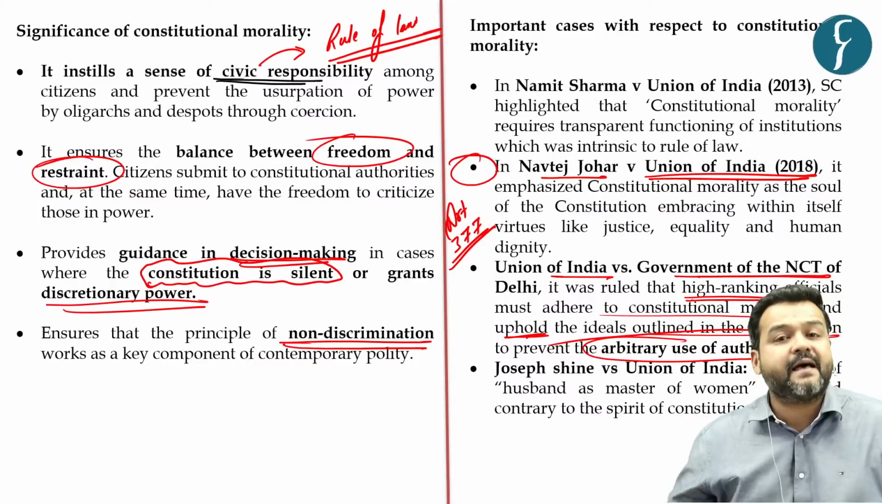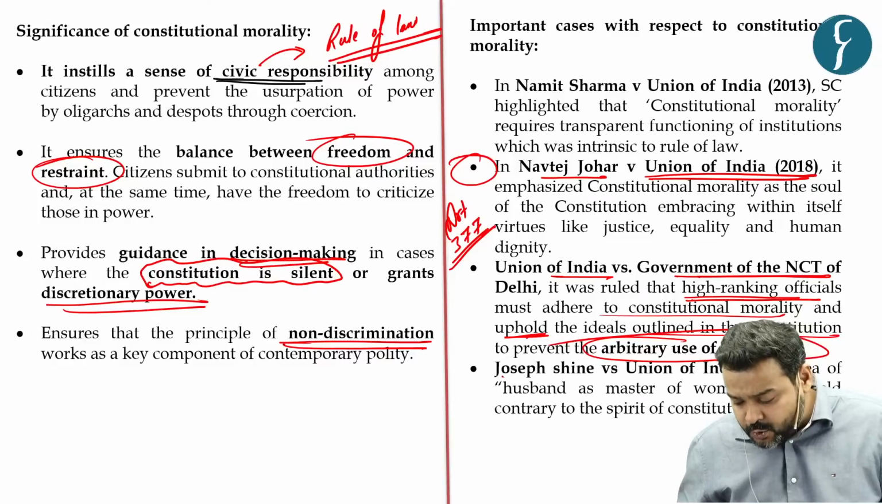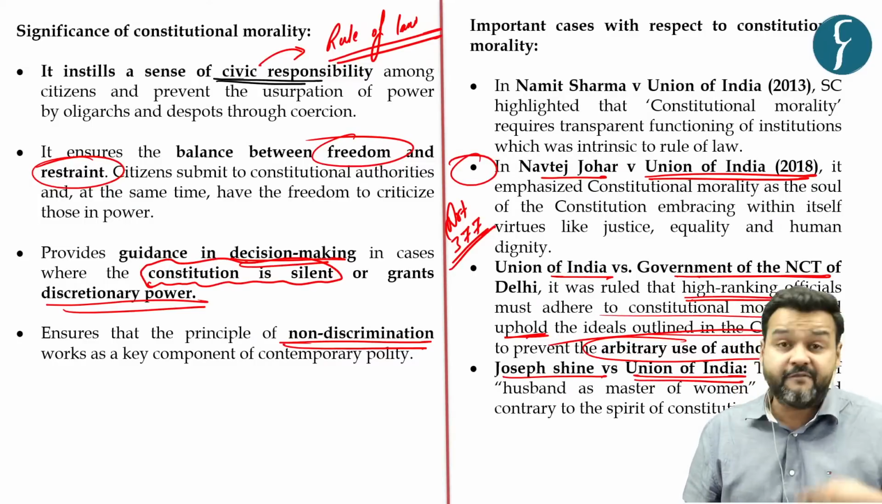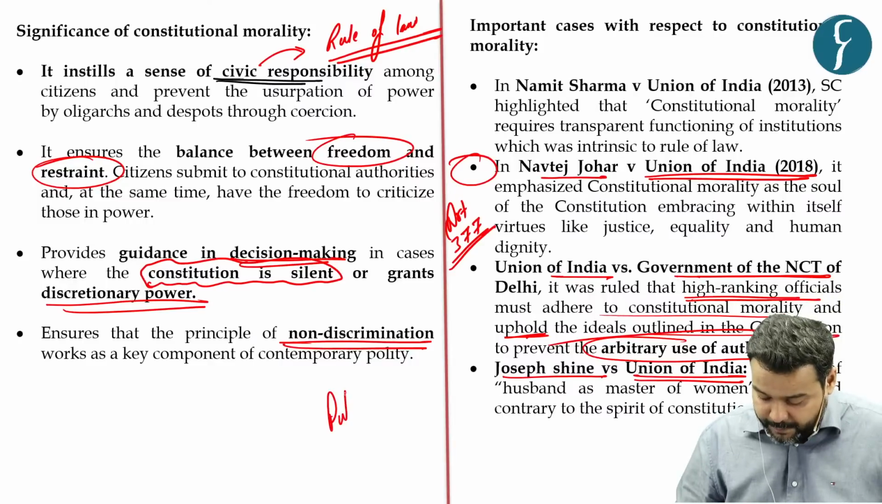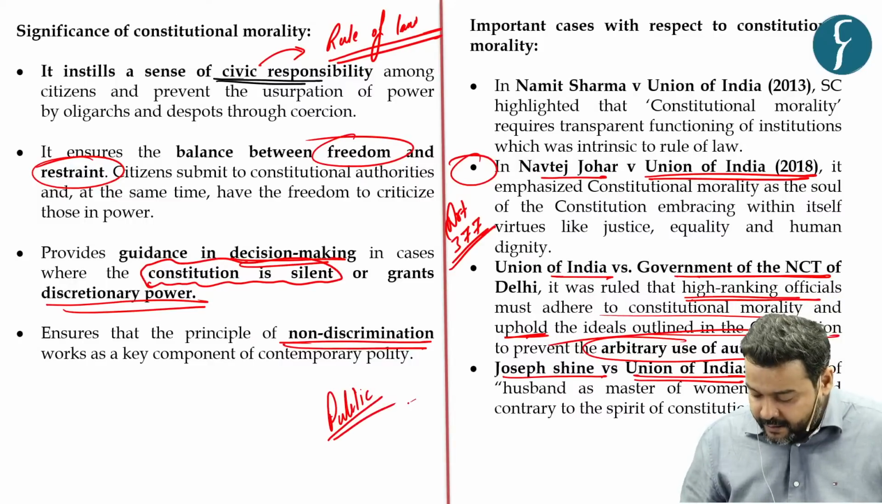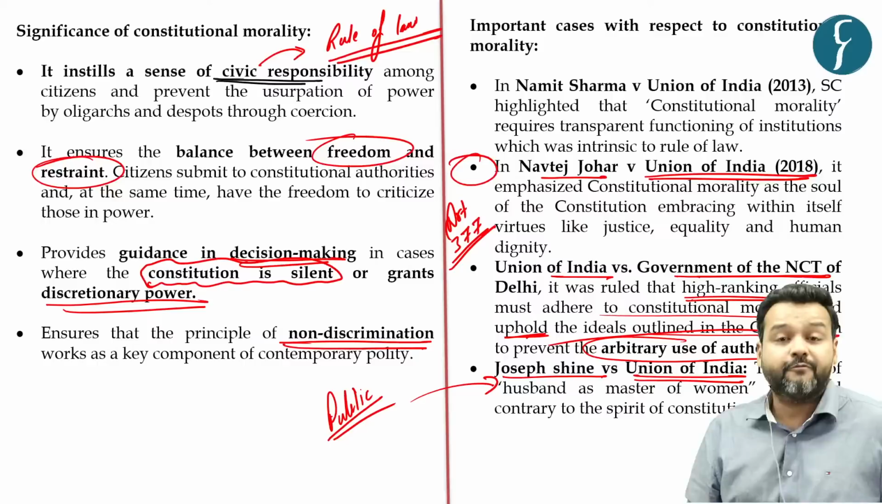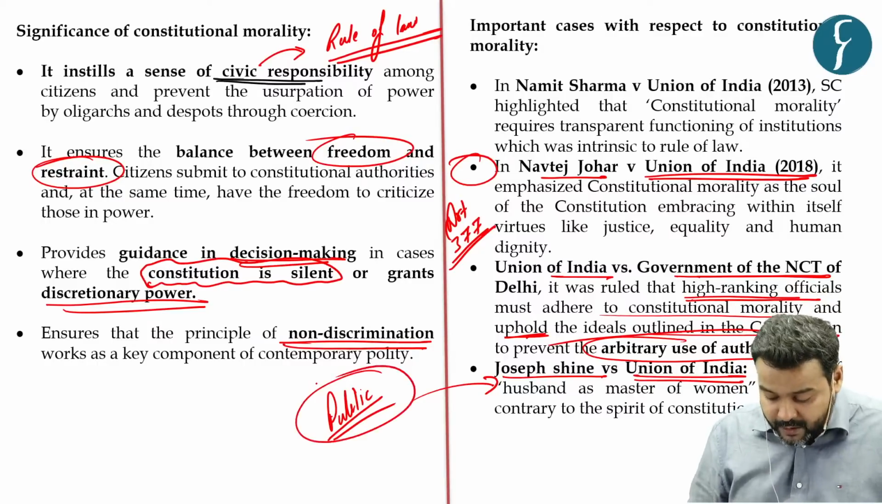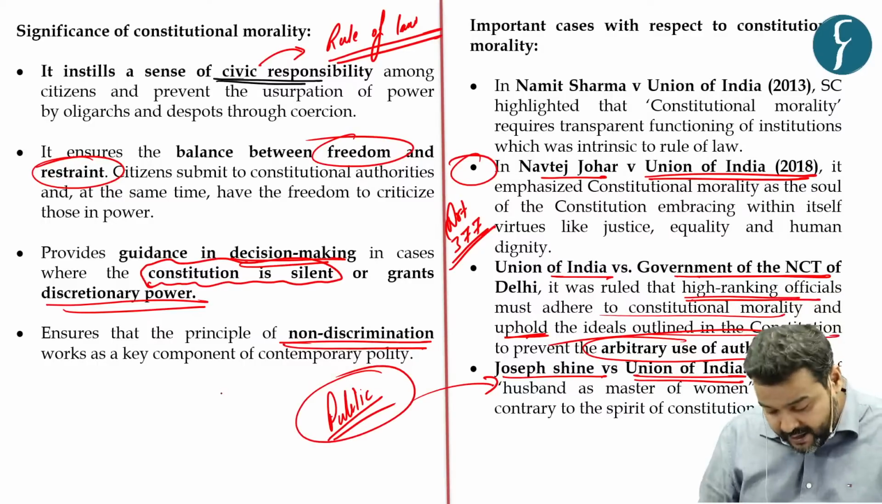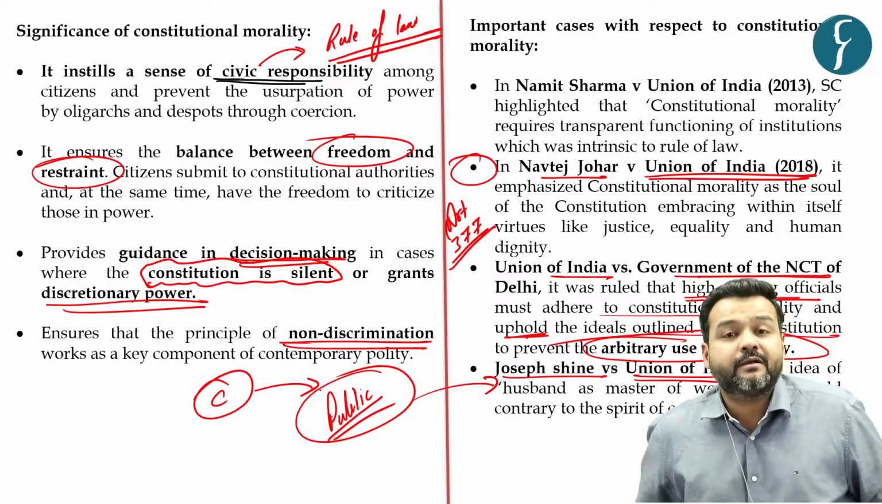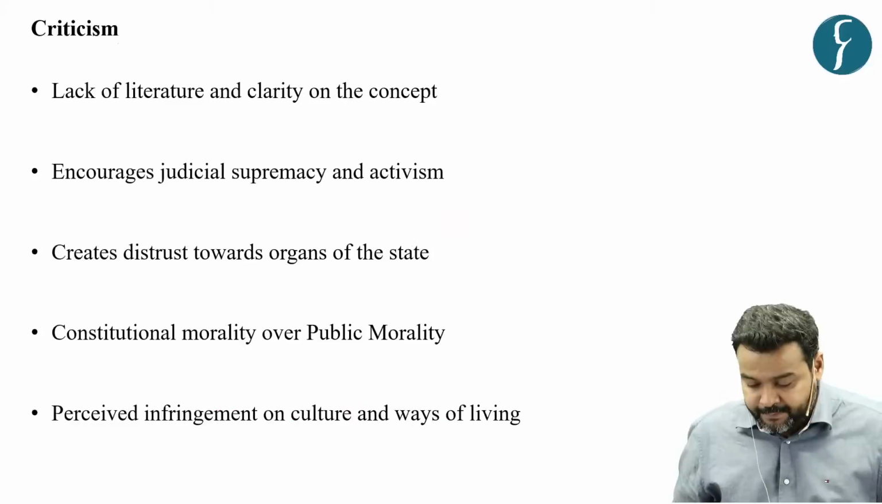Again, the checks and balances. In Joseph Shine versus Union of India, the prevailing notion, what you can call the public morality, was of the opinion that the husband is the master of the woman. The court opined otherwise, that no, this is not true. So again, constitutional morality prevailed over public morality.